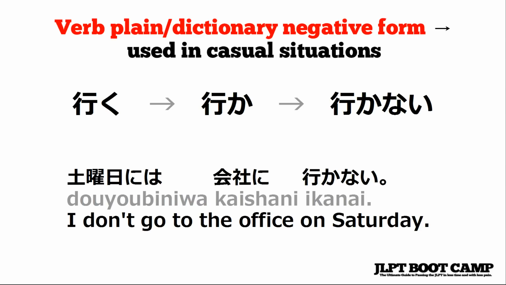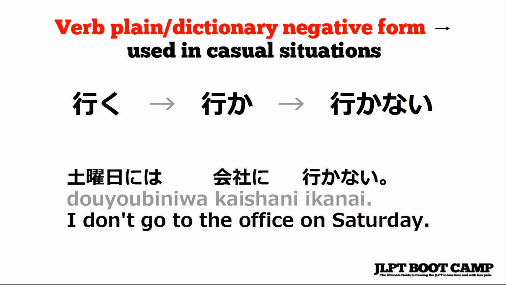For example, we have here iku, meaning to go. You take that last kana, ku, and you change it to the ah sound. So ku becomes ka, becomes ika. And then to ika, you add nai to the end. So you have ikanai. And that means I don't go, basically. The negative form of the verb iku.